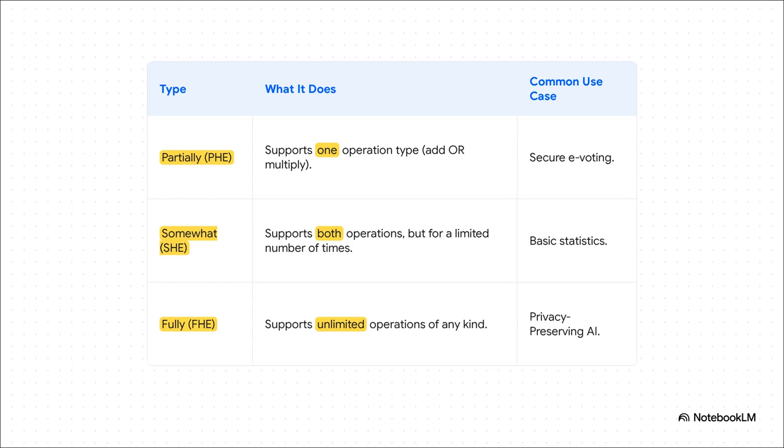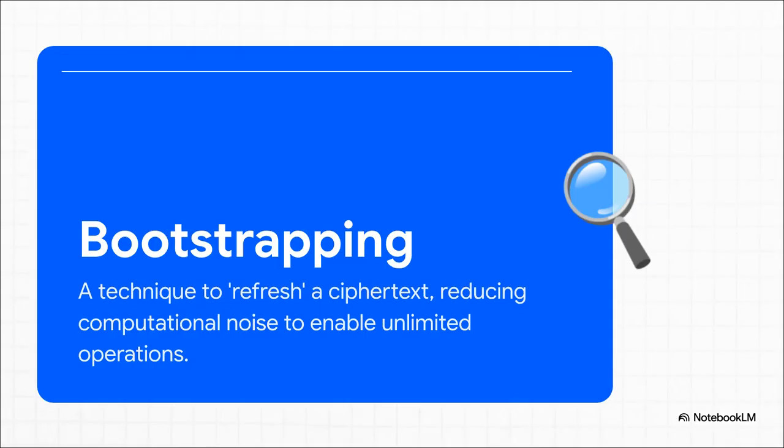And that's the whole shebang, the ability to perform unlimited operations of any kind, making it powerful enough for really complex stuff, like training an AI model on private medical records. Okay, so how on earth did they make that final leap from somewhat to fully? Well, it was through an absolutely genius technique called bootstrapping.